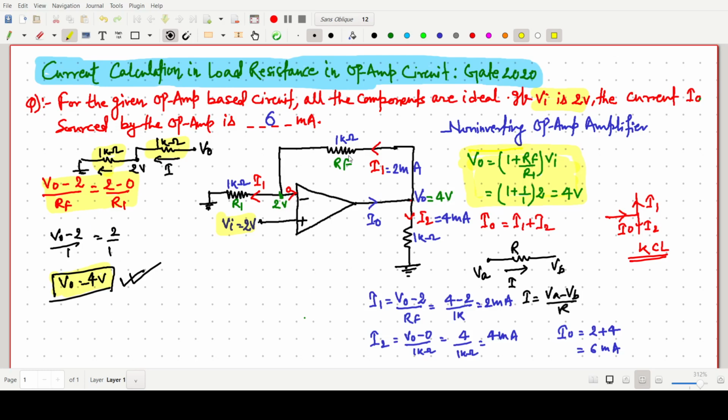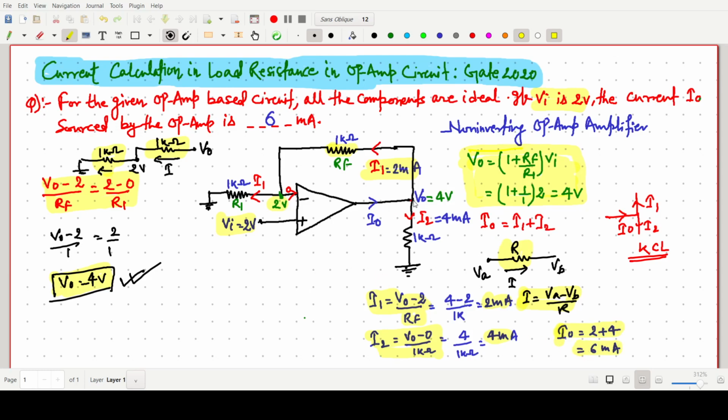Then after that we have to find the current I1, V naught minus 2, this 2 volt, by RF, and I2, V naught minus 0. Simple KCL we are applying. So it should be 2 milliampere and 4 milliampere. This is the concept: if a resistance has VA and VB, the current is VA minus VB by R. So I naught is I1 plus I2, so it should be 6 milliampere.